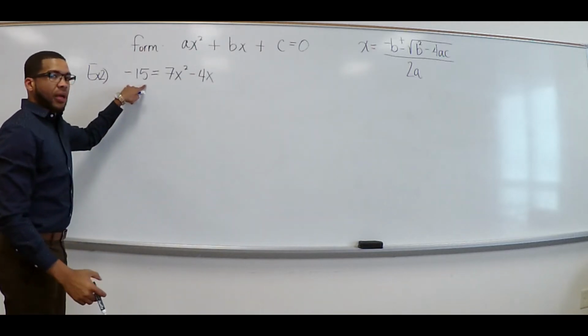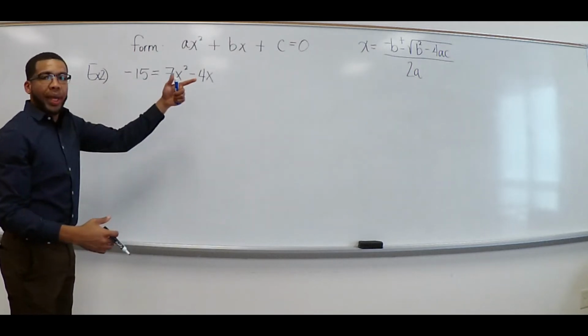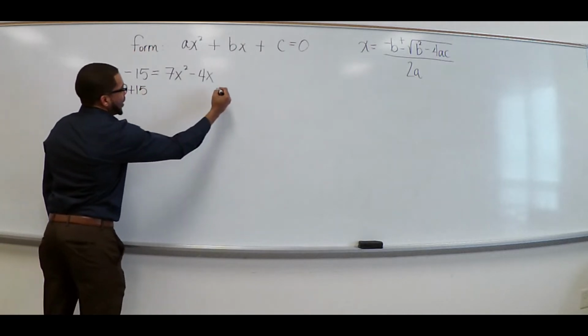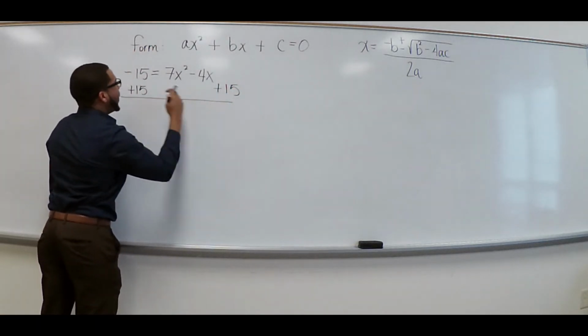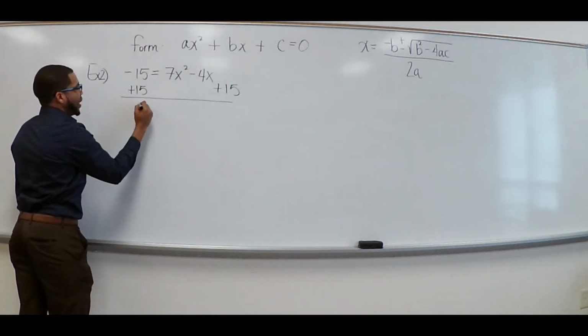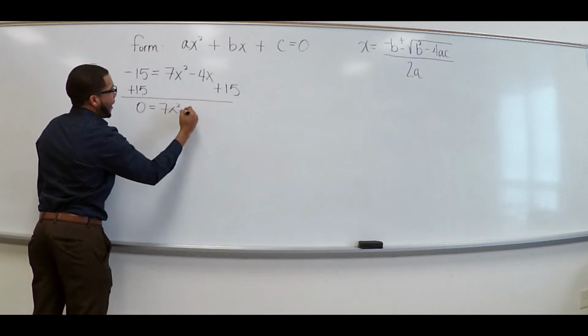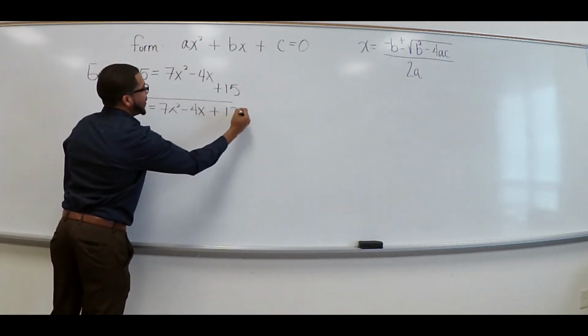15 is negative. To undo negatives, to negate a negative, you add. So we're going to add 15 to each side to maintain this equality. We have 0 equals 7x squared minus 4x plus 15.